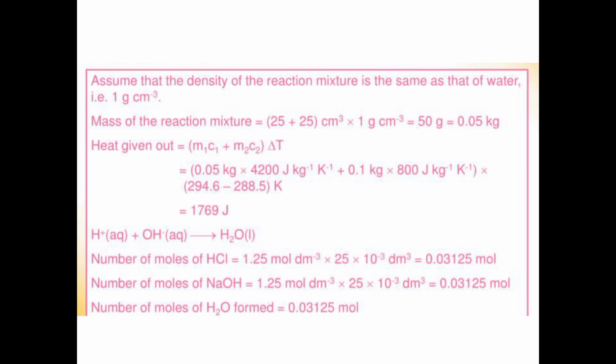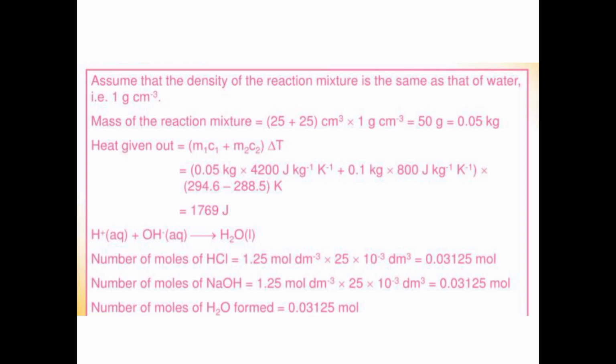And then for a typical neutralization reaction, let me also give you another formula that can help you. Delta H is equal to Q over N. Delta H is equal to Q over N. That's another formula for heat of neutralization. Q is the quantity of heat that has been given here. This is our quantity of heat, 1769 joules. Then N is the number of moles.